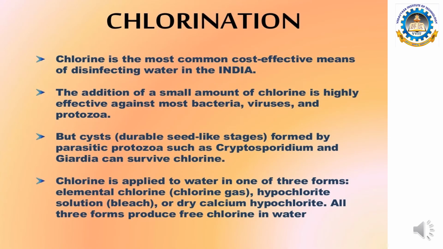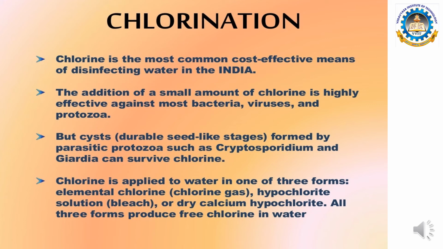About chlorination. Chlorination is the most common, cost-effective means of disinfecting water in India. The addition of a small amount of chlorine is highly effective against most bacteria, viruses and protozoa. But cysts formed by parasitic protozoa such as Cryptosporidium and Giardia can survive chlorine.